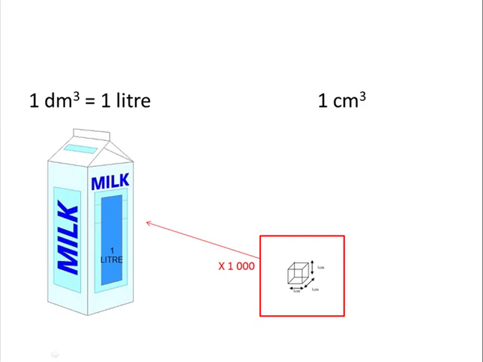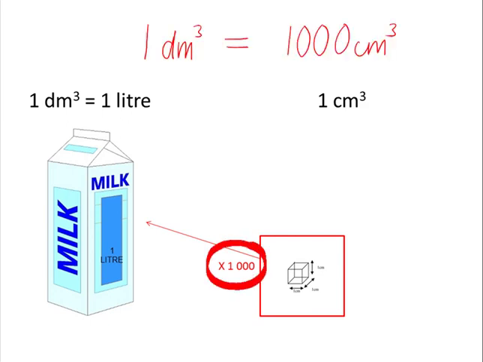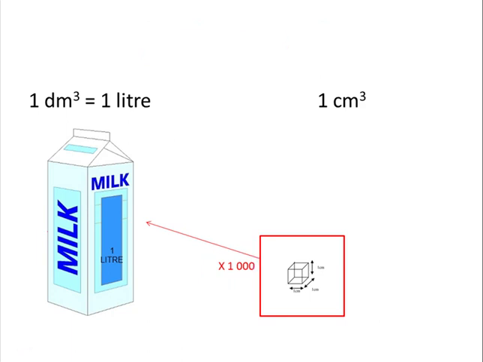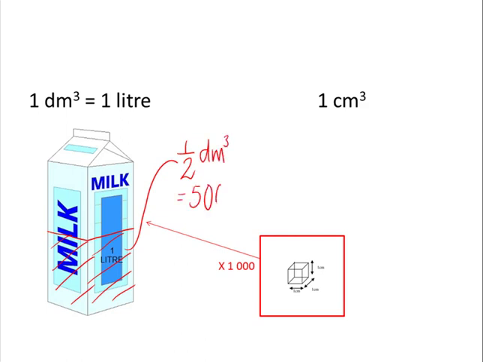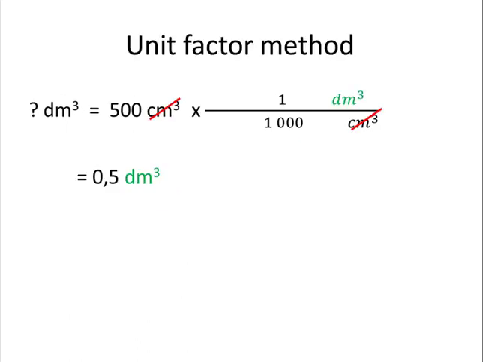And the actual conversion is 1,000 centimeter cubed is the same thing as 1 decimeter cubed. And so you should be able to see from this that 500 centimeter cubed is half a decimeter cubed. And half a decimeter cubed is the same thing as 0.5 decimeters cubed. So 500 centimeter cubed is 0.5 decimeter cubed.